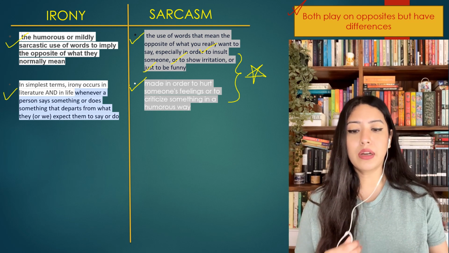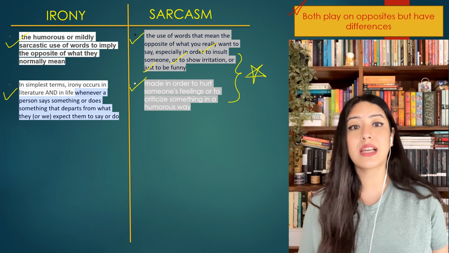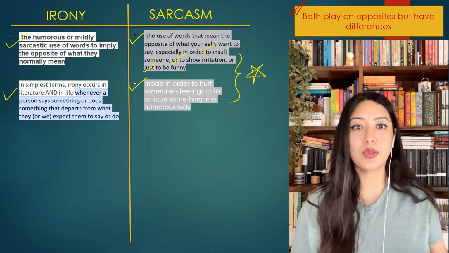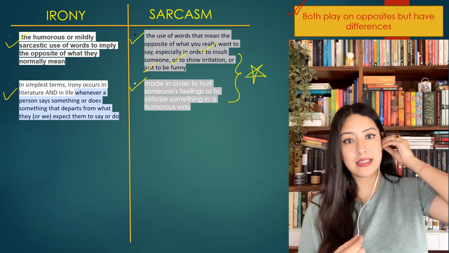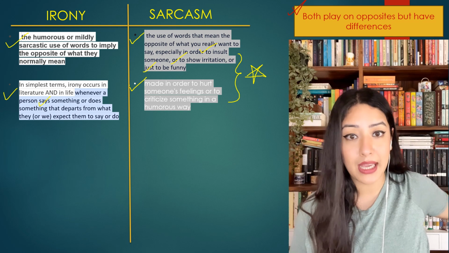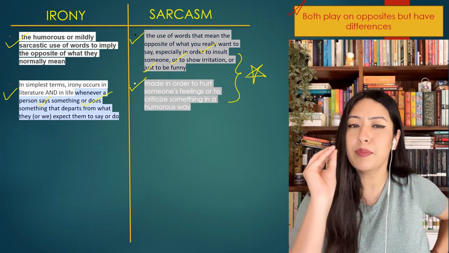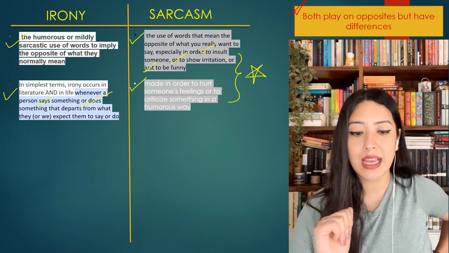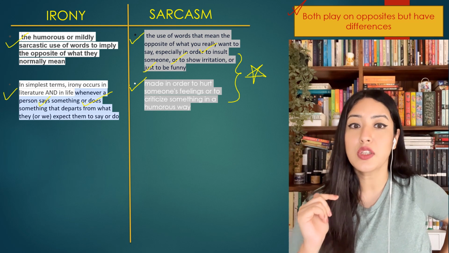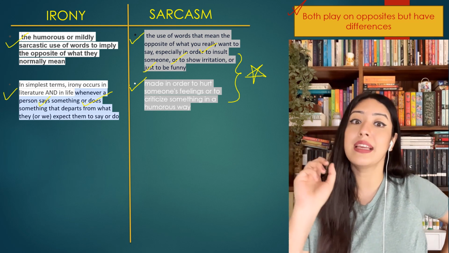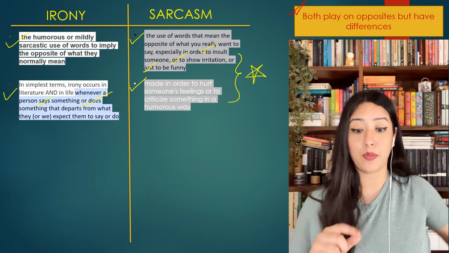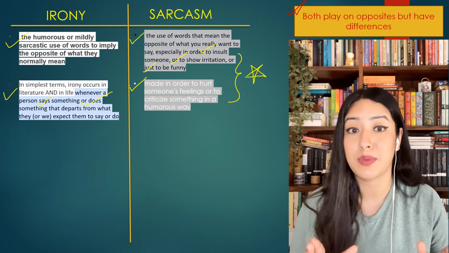And then whenever a person says something or does something, says something also. You say something but you mean something else. You say something and you end up doing something else. That is irony. Sarcasm is particularly to insult, to criticize, or to show irritation. So your motive there is to irritate someone, to insult someone. That is the thin line. That is the difference between the two.